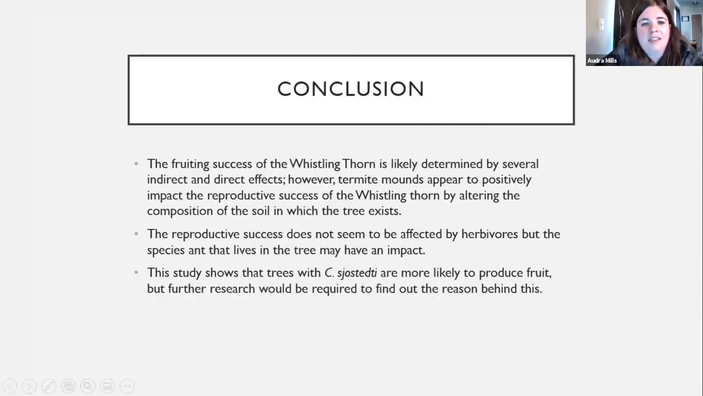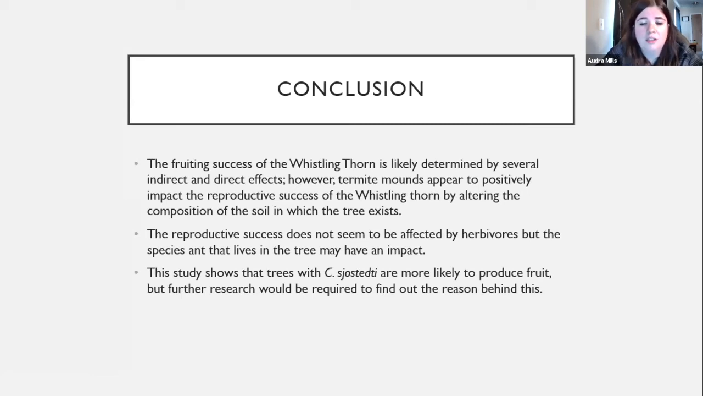And so in conclusion, the fruiting success of the whistling thorn is likely determined by several indirect and direct effects. However, the termite mounds did appear to positively impact the reproductive success of this tree by altering the composition of the soil in which it existed. The reproductive success does not seem to be affected by herbivores, but the species of ant that lives in the tree may have an impact.